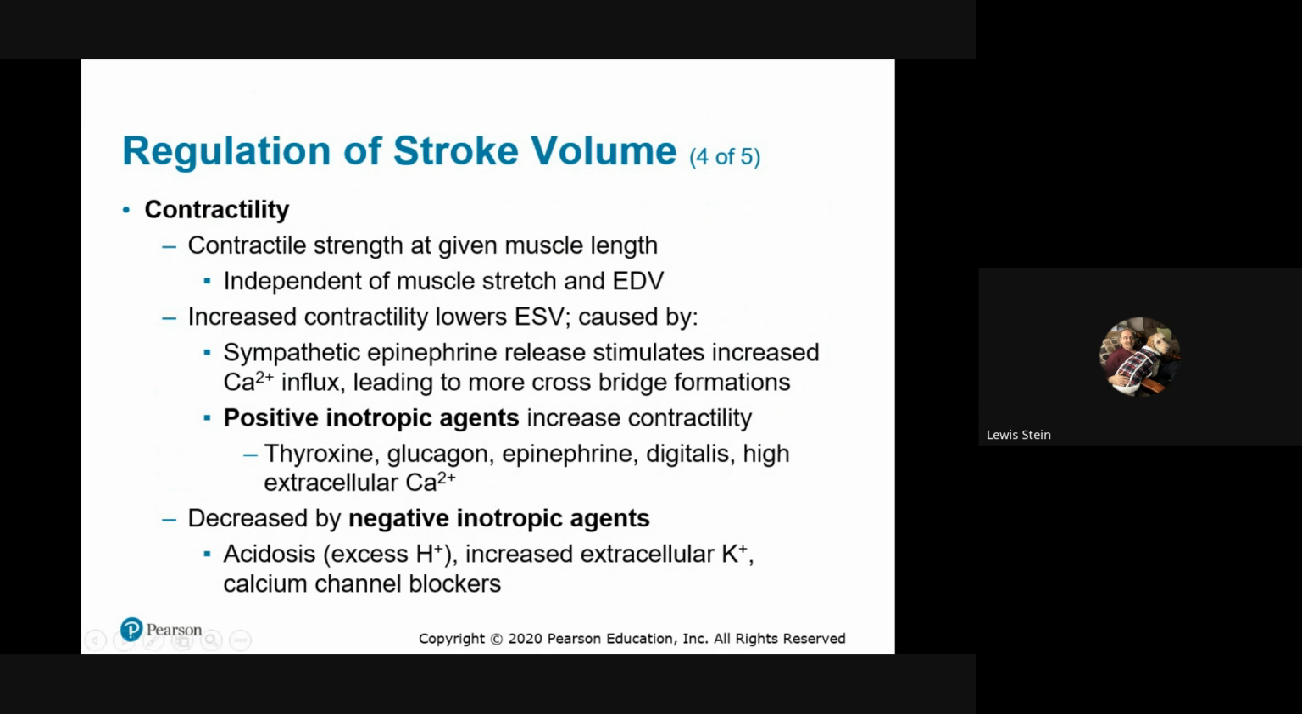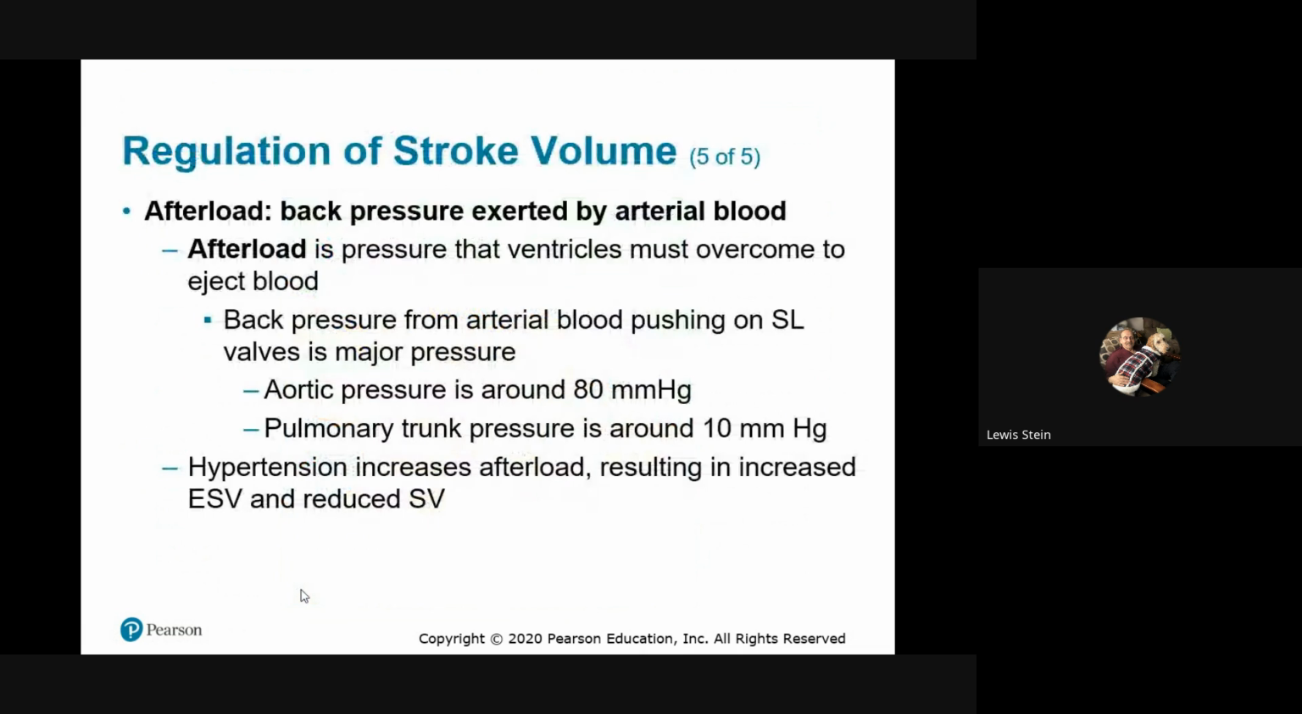Good idea. So negative inotropes, ones that reduce contractility, and these are problems: acidosis, like in a diabetic. Potassium is a minefield. Whenever it's irregular, we go nuts. And calcium channel blockers, which are being used intentionally. I'm not going to do that chart.